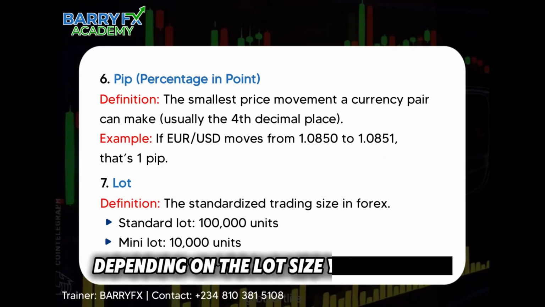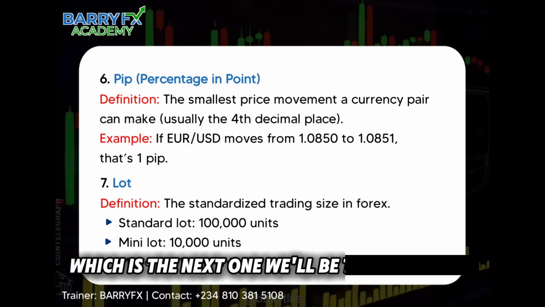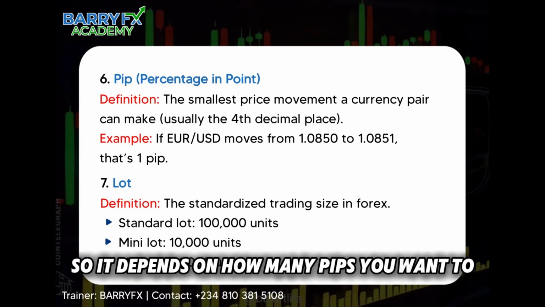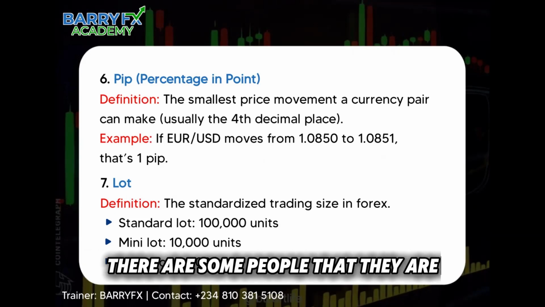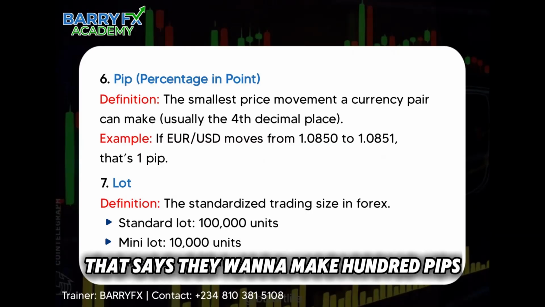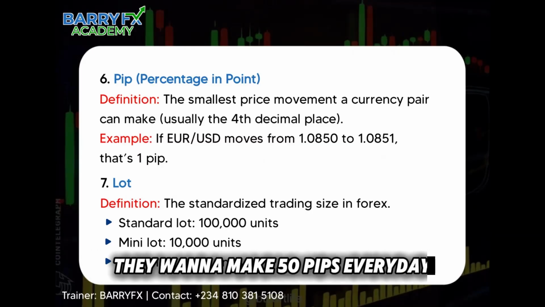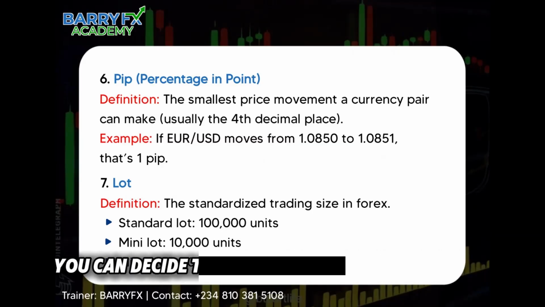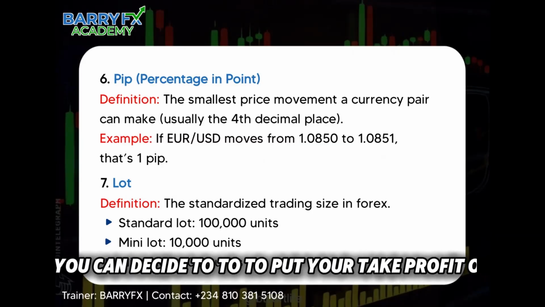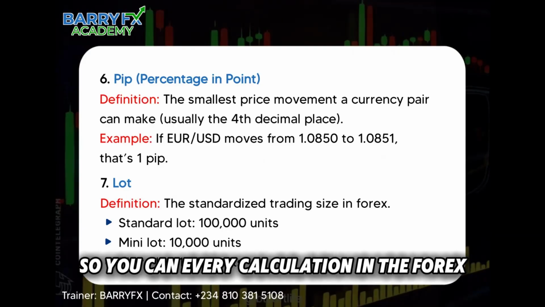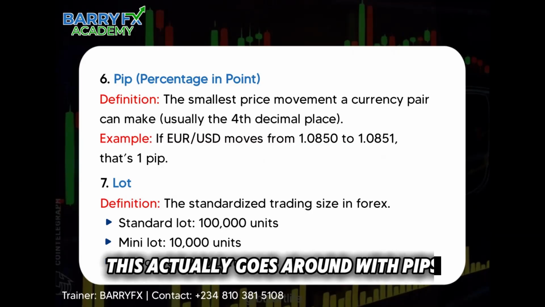depending on the lot size you are using, which is the next one we'll be talking about. So it depends on how many pips you want to gain a day. Some people have trade management that says they want to make 100 pips every day, or 50 pips, or 30 pips. Or on a single trade, you can decide to put your take profit or stop loss at 50 pips. So every calculation in the forex market goes around pips.